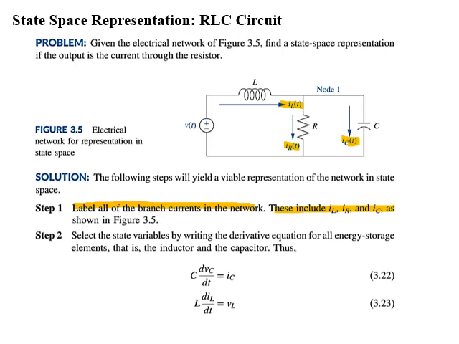Now we have to find out state variables for this system. In this system, current through the inductor and voltage across capacitor are our state variables. And this is obtained by writing derivative equation for all energy storage elements. Now we know that current through capacitor is equal to capacitance of capacitor multiplied by rate of change of voltage. Voltage across inductor is equal to inductance of inductor multiplied by rate of change of current flowing through it.